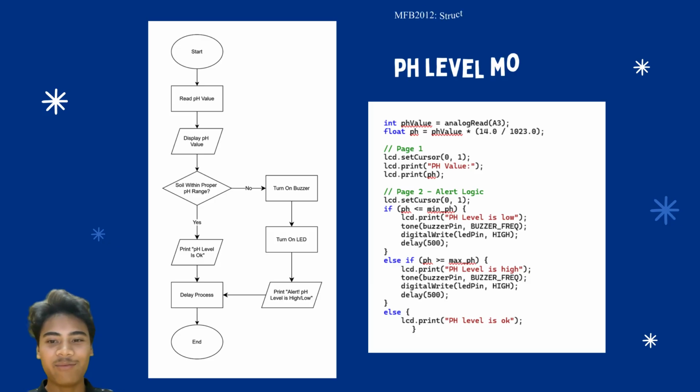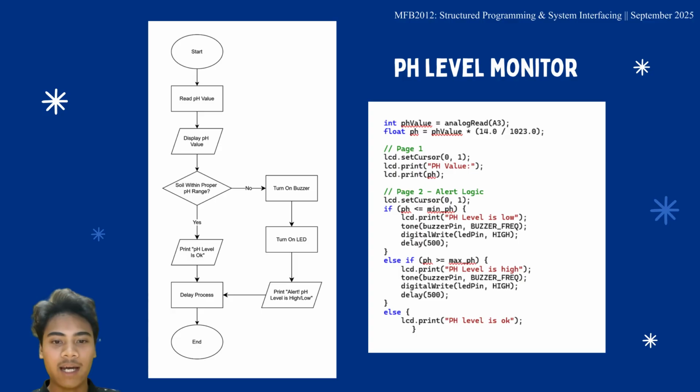Thank you, Vinoshini, for the explanation on soil moisture control just now. For my part, I will be explaining the pH level monitoring system. It starts by reading the pH value. For our simulation, the pH level is controlled by using a potentiometer to replicate the pH value. It will then display the pH value of the soil on page 1 of the status screen.